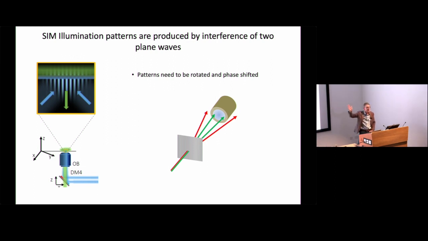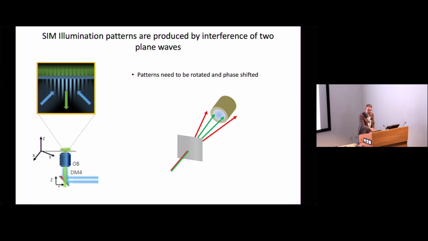The other problem is that you need to, of course, rotate the grating to get all the different spatial frequencies in the samples. We need to project lots of patterns. In fact, we need to do 9 patterns. We need to do 3 orientations. And we need to do 3 phase shifts for each orientation. So each pattern is stepped 3 times in each orientation. And so it's 9 images to get one normal image.